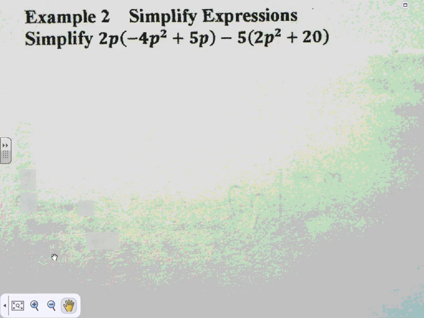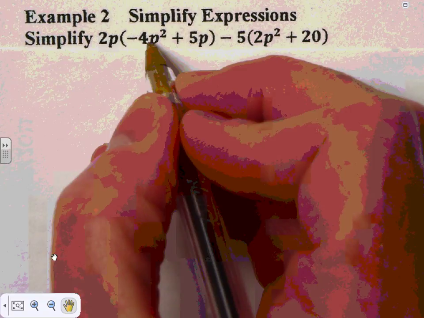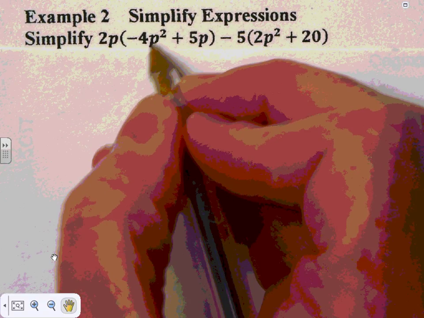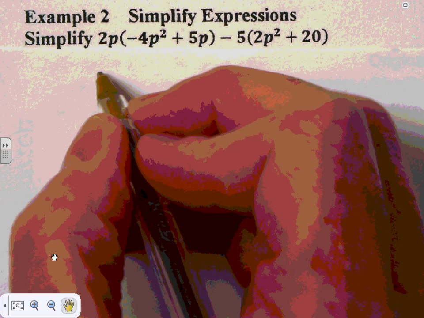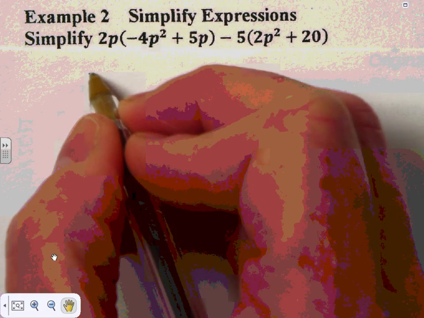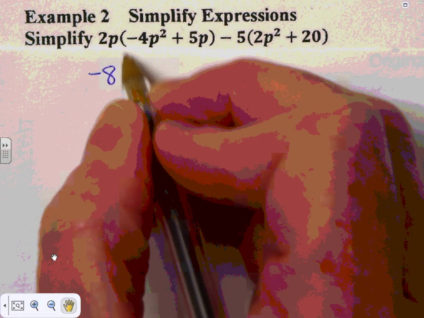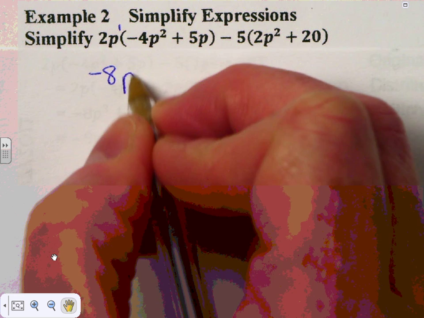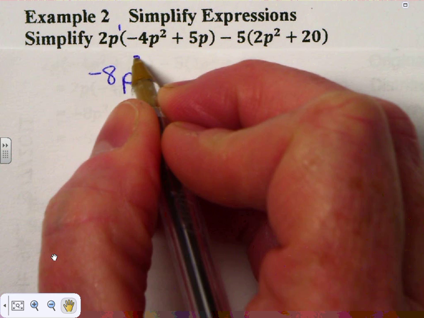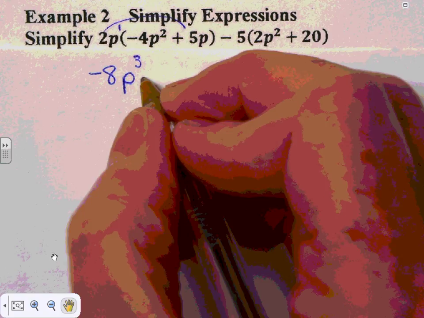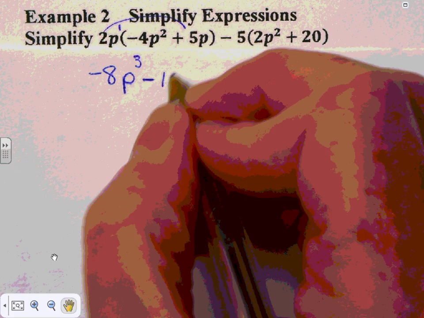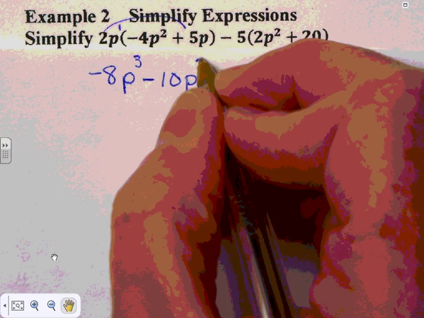So I'm going to go, okay, 2p times a negative 4p squared. So what's the coefficient going to be? Negative 8. And I had a 1 there, so a total of p to the third. Then I'm going to do it again over here to the 5p. So it's going to be a negative 10p to the second.